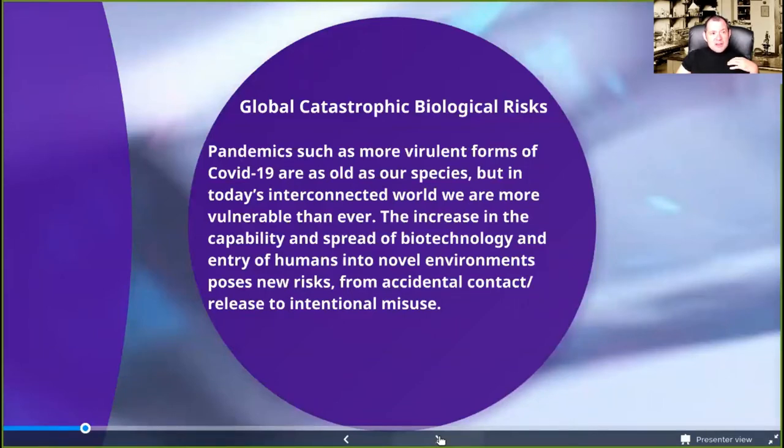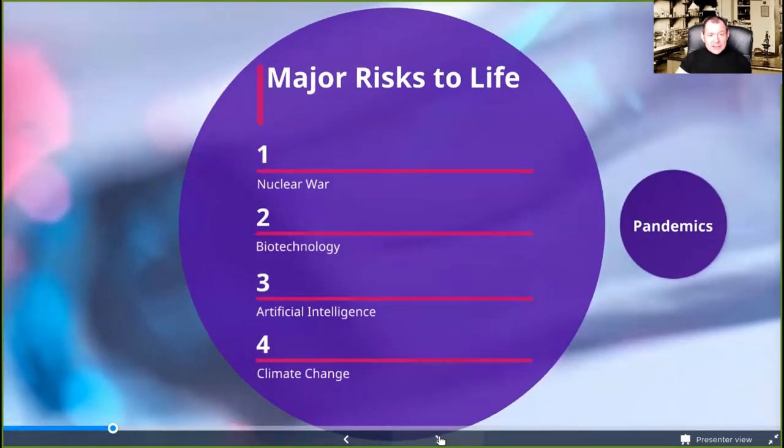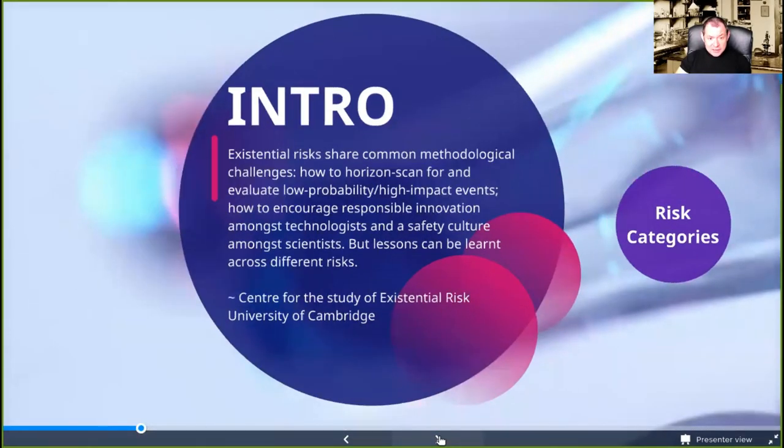This isn't some vague idea in some sci-fi movie. It is just a matter of time before such a thing occurs, unless we put better protective measures in place, which hopefully this COVID-19 pandemic is forcing governments to do. But I don't see as much evidence for that as I would like. Okay, so let's go through these major risks: nuclear war, biotechnology, artificial intelligence, and climate change.